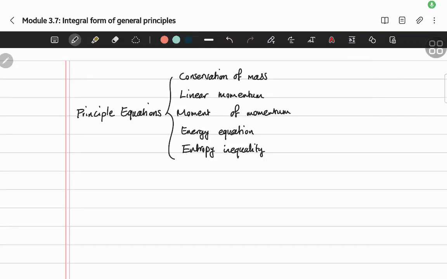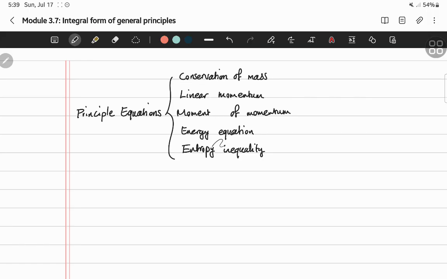Hello everyone and welcome to this module on Introduction to Continuum Mechanics. In this module we're going to reintroduce the principal equations using their integral format or formulation.